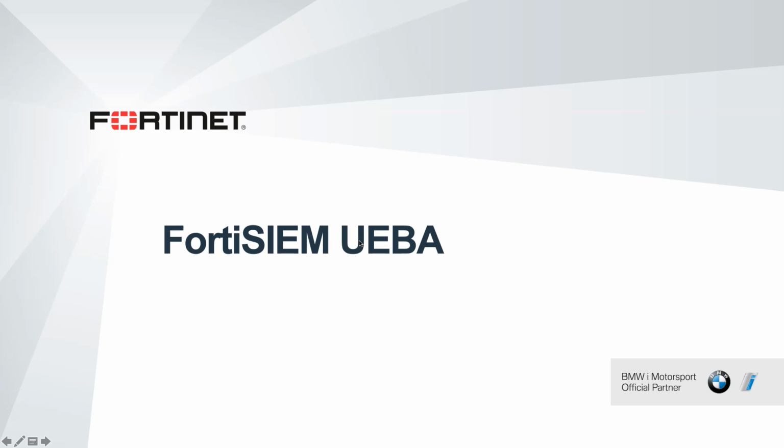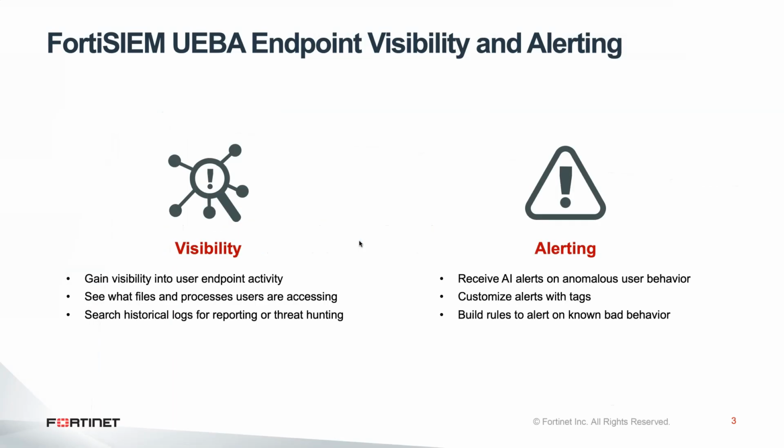Welcome to the FortiSIEM UEBA overview. FortiSIEM UEBA provides visibility into endpoint and user activity. It's able to identify what files and processes are being accessed and allow you to historically run through the event data that this generates for threat hunting or simply an audit perspective, as well as being able to be alerted both in real time if something suspicious happens, as well as using the machine learning modules to alert on more anomalous activity that the user is performing.